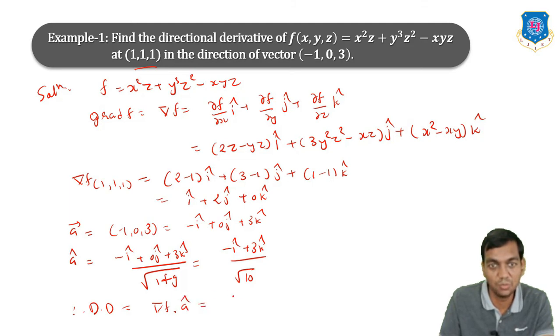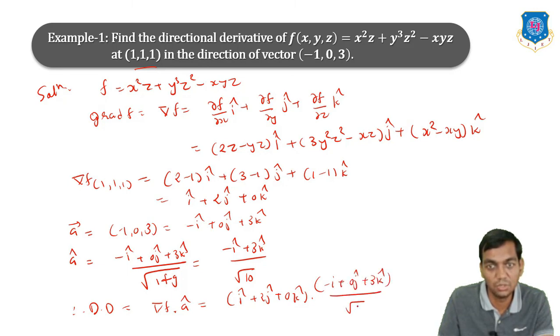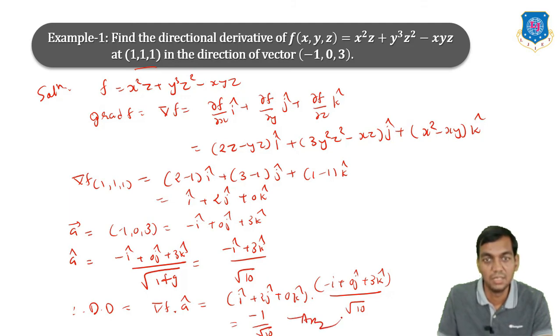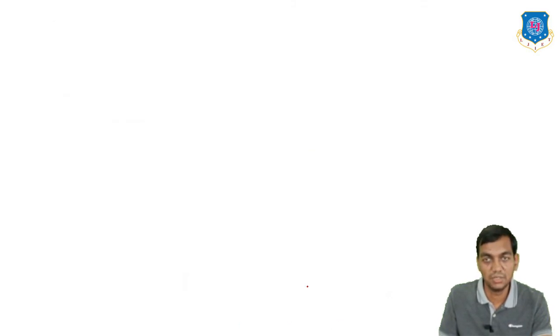Now grad f is nothing but it is i plus 2j plus 0k dot minus i plus 0j plus 3k divided by root 10, and if you are multiplying, then you will get minus 1 upon root 10, because minus 1 into 1, 2 into 0, 0 into 3, and this one is your answer. So this is the directional derivative.